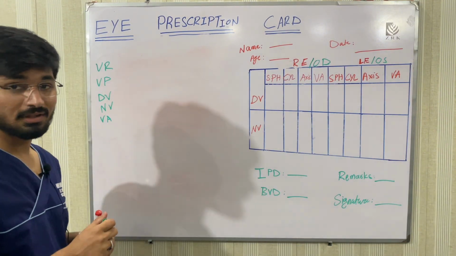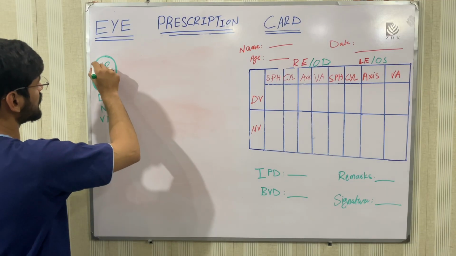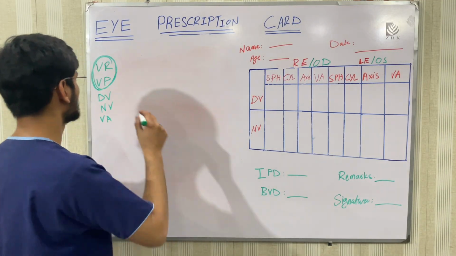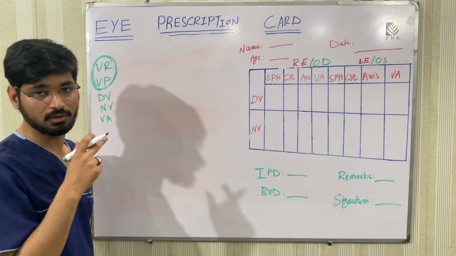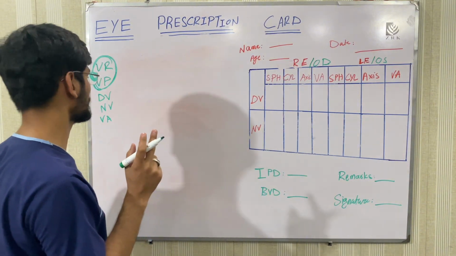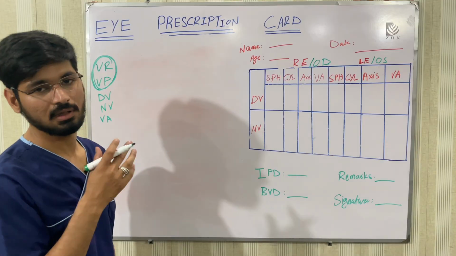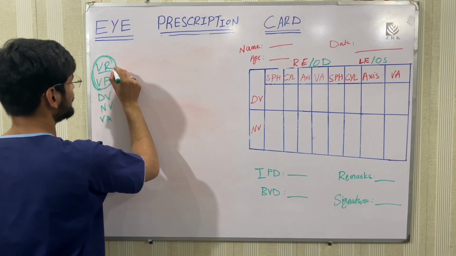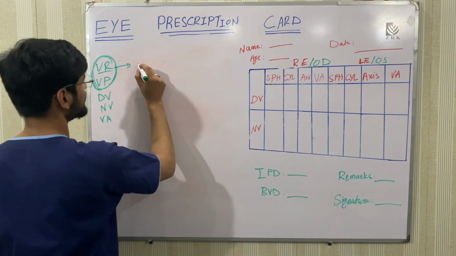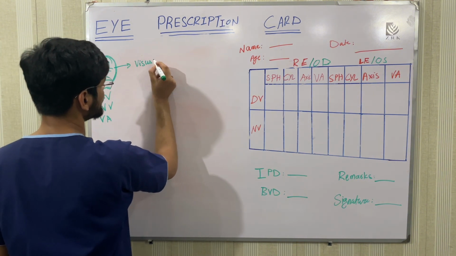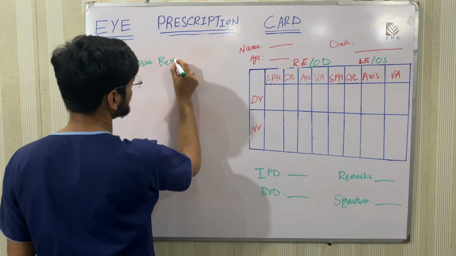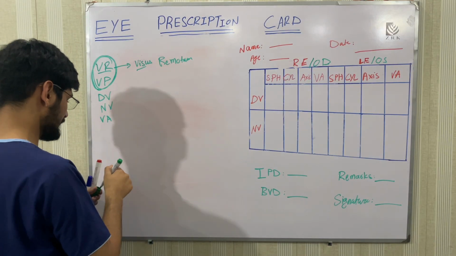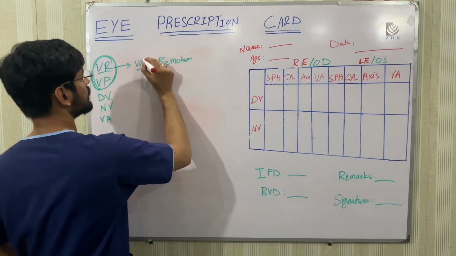Okay, there are some other words. These two words also come from Latin, but nowadays they are not commonly used, but we should have knowledge about them. We must have knowledge about every single concept in a prescription card. So what is the meaning of VR? In Latin, VR is an abbreviation of visus remotum. In Latin, visus stands for vision.